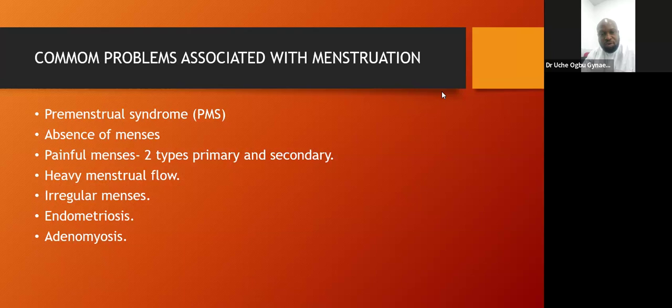Normally you don't see blood clots in your menses, and all of a sudden you start seeing blood clots in your menses. It's also a pointer to heavy menstrual flow. Or your period usually lasts for 4 days, you now prolong for 7 to 8 days, or even longer than that. That is also heavy menstrual flow. Then irregular menses, I talked about this earlier. If the menses is not cyclical.